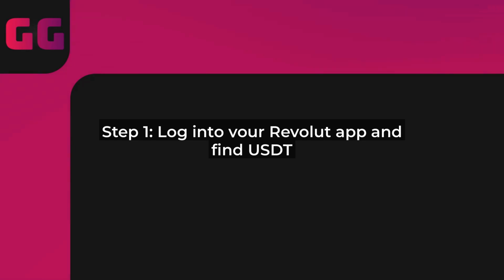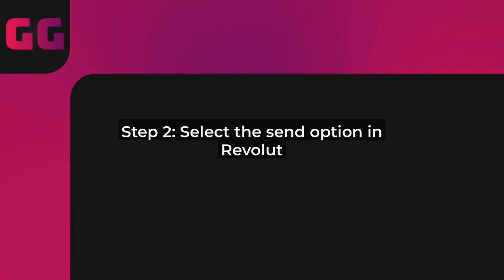Step 2. Once you're in the USDT section, tap on it and select the Send or Transfer option. You'll see a screen prompting you for details. Don't rush this part.